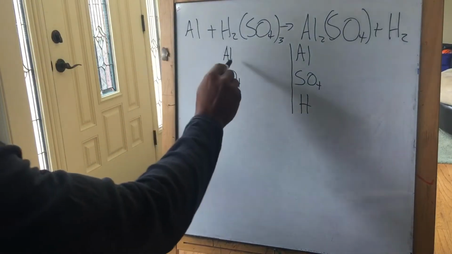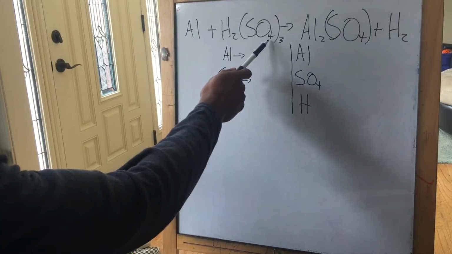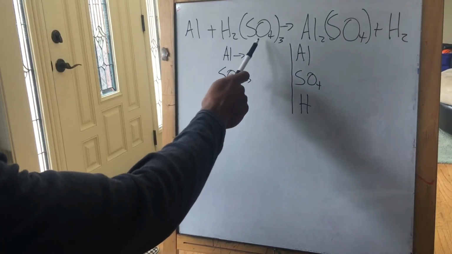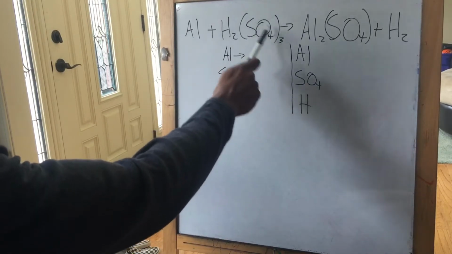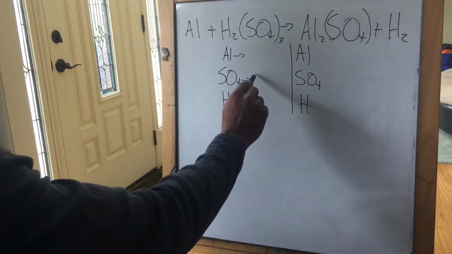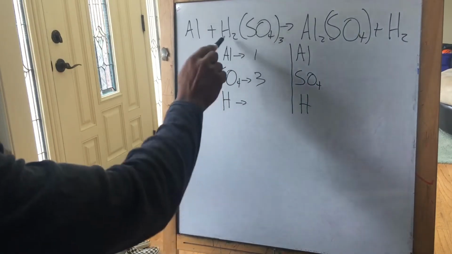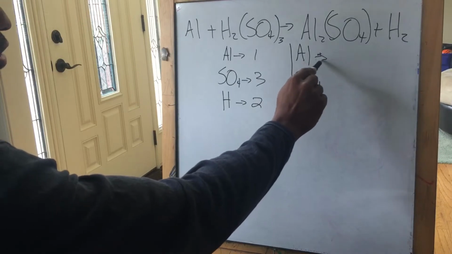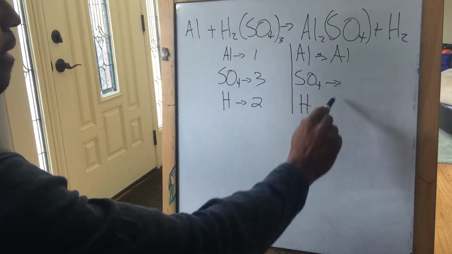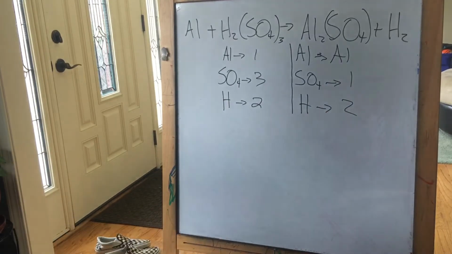So on my reactant side, I have 1 aluminum. Now, this trips a lot of you guys up. Don't let this little 4 confuse you. We have 3 SO4s. Remember, the 4 is part of the body of what sulfate is. So we have 3 sulfates on the reactant side, 1 aluminum, 2 hydrogens. On the product side, we have 2 aluminums, 1 sulfate, and 2 hydrogens.